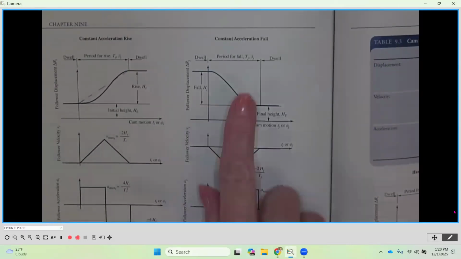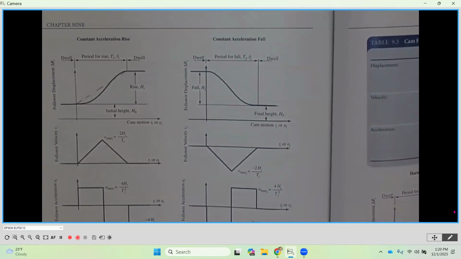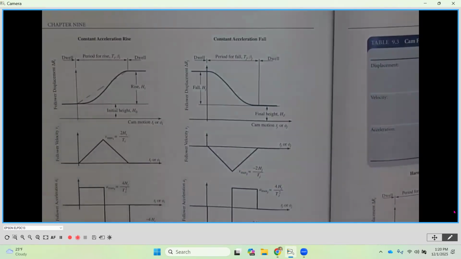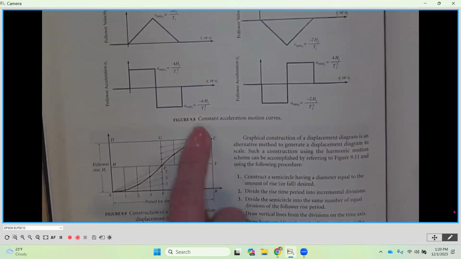Then you'll notice that we have the constant acceleration fall on the opposite side. Now, to construct this, it's not just random curves in and out. We would construct it doing the construction that we see down here.